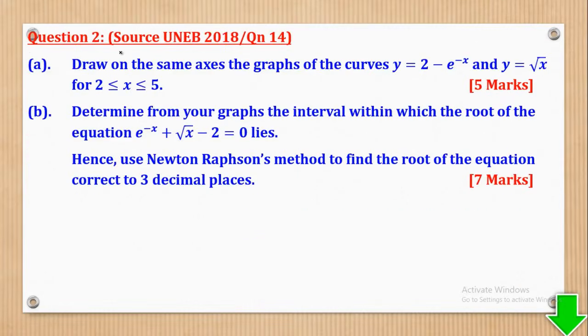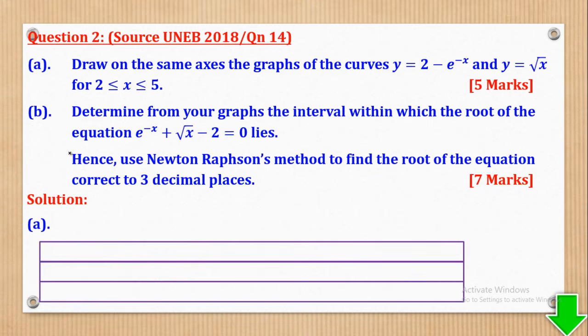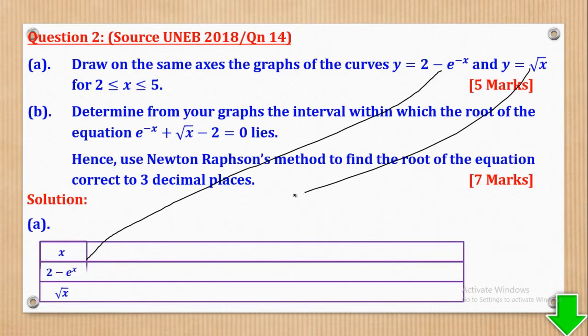Now we shall go to question 2, which came from UNEB 2018 paper 2 question 14, and says part A, draw on the same axis the graphs of this and this for this range. So let's first do that. The first thing to do is to tabulate. So I'll tabulate for both curves. So x, then put there this curve, then also this curve.